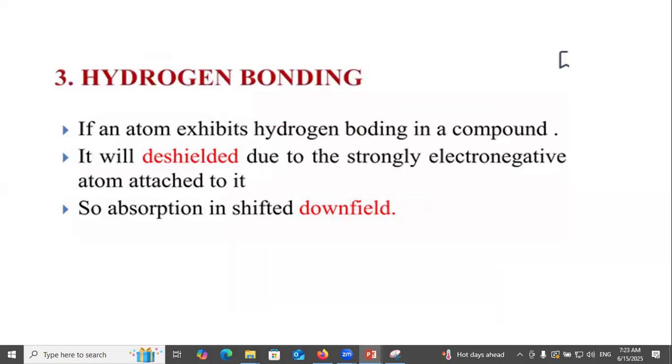Hydrogen bonding. If an atom exhibits hydrogen bonding in a compound, it will deshield it due to the strongly negative atoms attached to it. So absorption is shifted downfield.